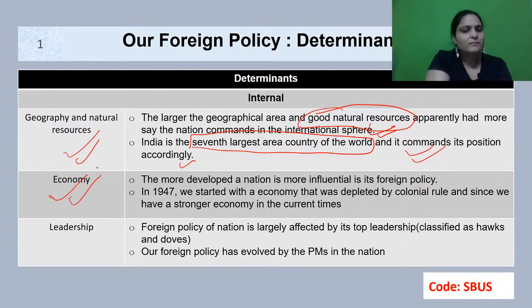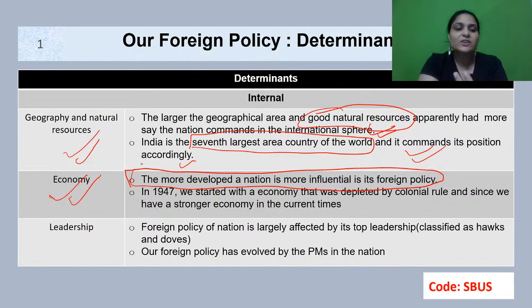Economy. Obviously, the more developed the nation, the more influential is its foreign policy, because you have the heft to actually say that we can make certain things on our own, and we can also provide to the rest of the world. So whoever is a provider to the rest of the world always commands a little bit more negotiating power. So that's what economy is about.